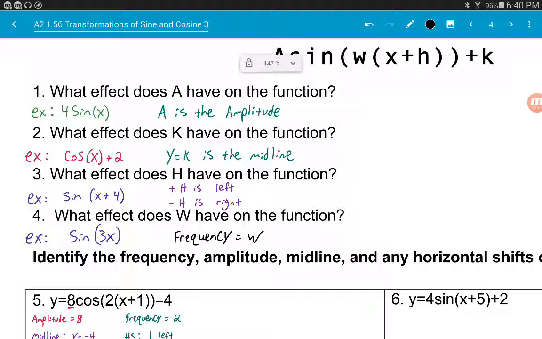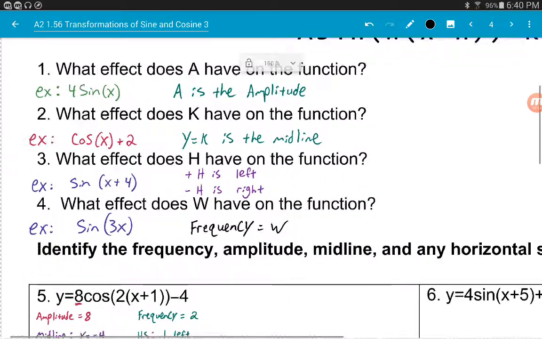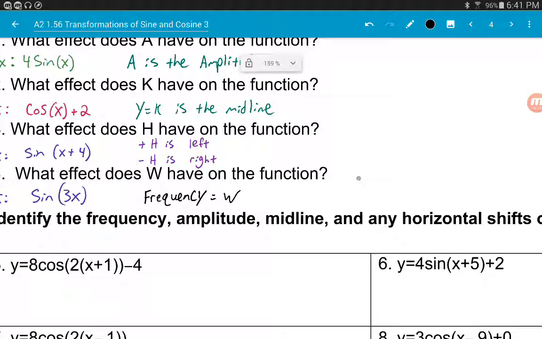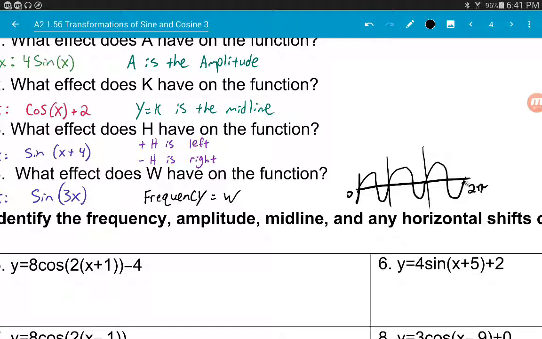And W is the frequency. So W, the coefficient on the x on the inside, is the frequency. It tells you how many complete cycles of the function you'll get between 0 and 2 pi. So for instance, question number 4, I gave you an example. I said, let's say sine of 3x. Well, sine of 3x has a frequency of 3. That means that between 0 and 2 pi, we have 1, 2, and 3 cycles of sine. So that's 1 here, and 1 here. 1, 2, 3.